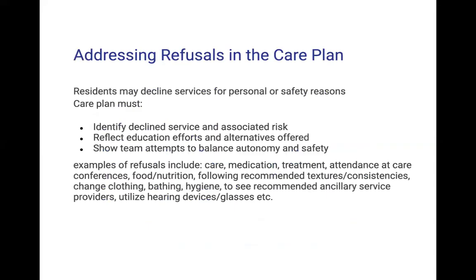If residents are refusing anything, whether it's to attend a care conference regularly, or they don't want to shower, or they don't want medication, or they're refusing their food, whatever it might be, you're going to need to make sure that that is documented and that it's care planned. And then seeing refusals in progress notes should be a flag for staff to be like, oh, hey guys, do we need to actually care plan this? So make sure we are reviewing progress notes and looking for refusals. Your care plan must identify the declined service and the associated risk. It should reflect education efforts and alternatives offered.